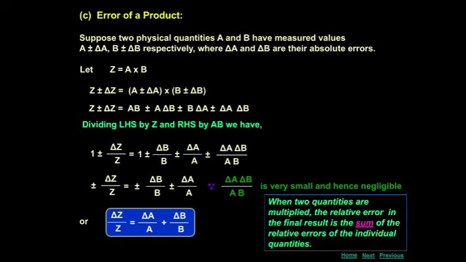Now I make one small rearrangement in this equation, dividing the LHS by Z and the RHS by AB. Z plus or minus del Z divided by Z, then AB plus or minus del AB, plus or minus B del A, plus or minus A del B, divided by AB. Okay, so Z by Z becomes 1 plus or minus del Z by Z. Again AB by AB becomes 1, plus or minus A del B divided by AB.